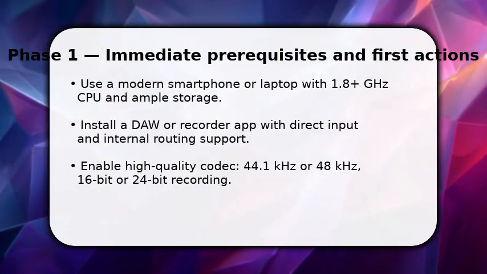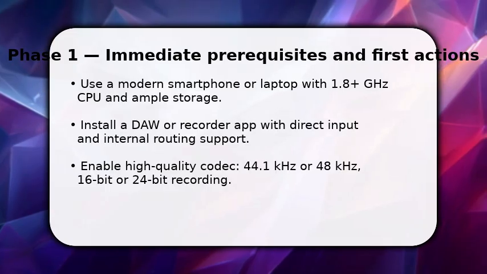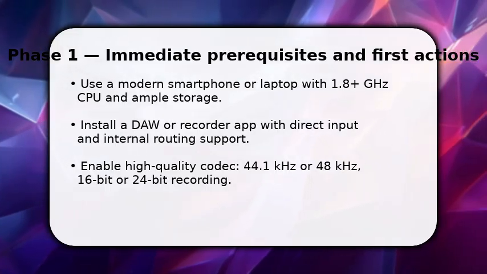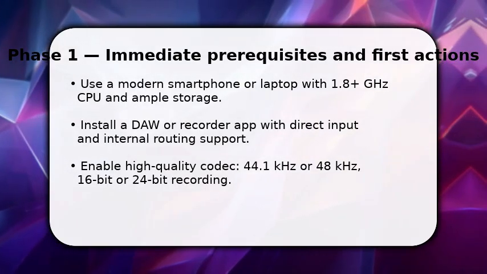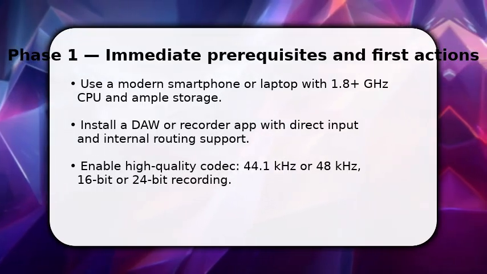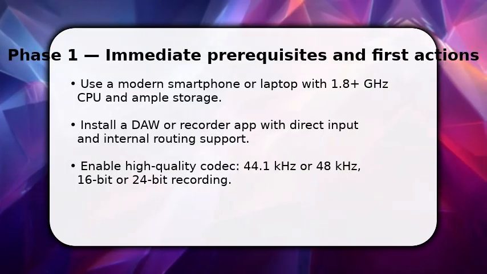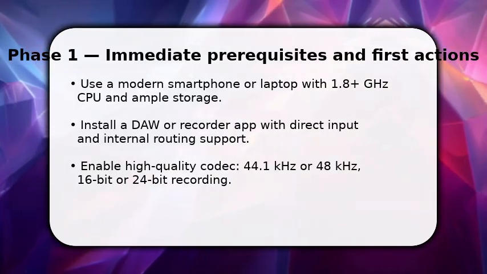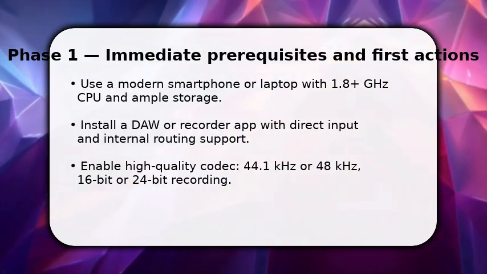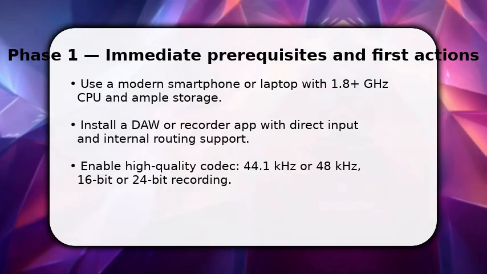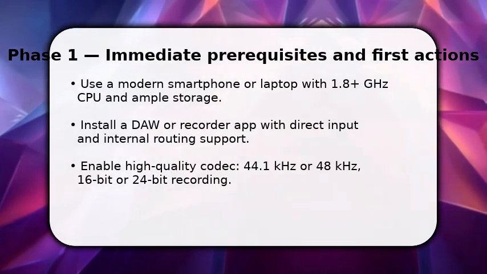You start by choosing the cleanest signal path available on your device because clarity beats fancy gear. Once you have a DAW or recorder app installed, set sample rate to 44.1 kHz or 48 kHz, and bit depth to 16 or 24. Next, disable system effects and notifications. These add noise.